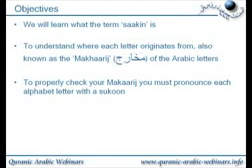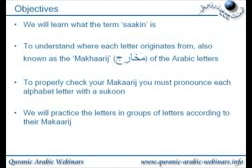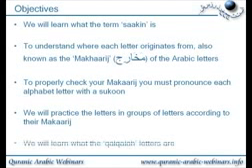So this is a known methodology for practicing the makharij, i.e. where the letter or the point of articulation of a letter comes from. So we will practice the letters in groups of letters according to their makharij, i.e. all the letters which come from the same place in the mouth or with the tongue or the lips. We will learn also what qalqala letters are.